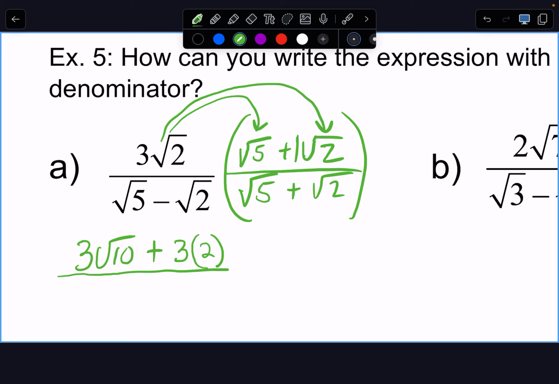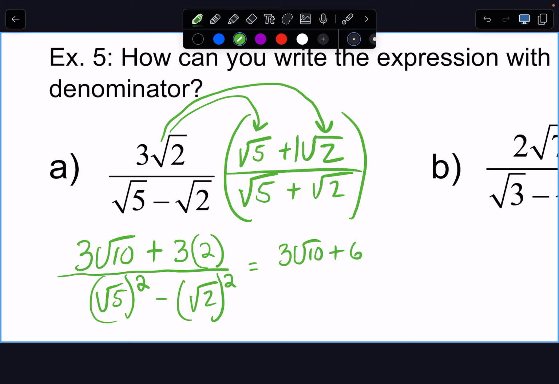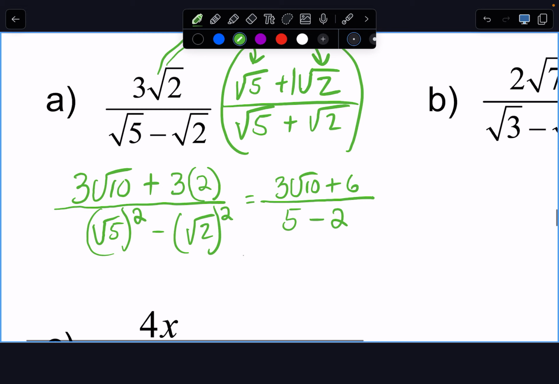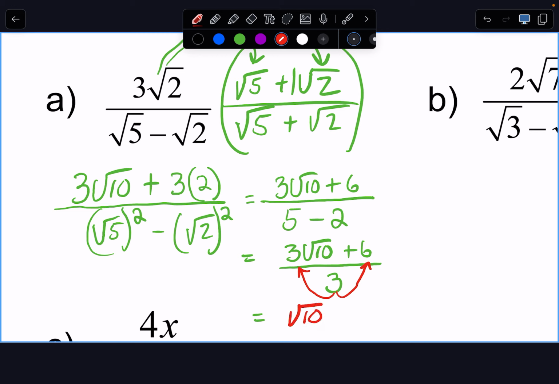Over. Take your time with this. First term, which is square root of 5, squared. Minus second term, square root of 2, squared. So this is 3 square roots of 10 plus 6 over 5 minus 2. Beautiful. That's 3 square roots of 10 plus 6. Great job. Over 3. And the last step, remember you're dividing this denominator into that coefficient and that one, my brothers, giving me square root of 10 plus 2.